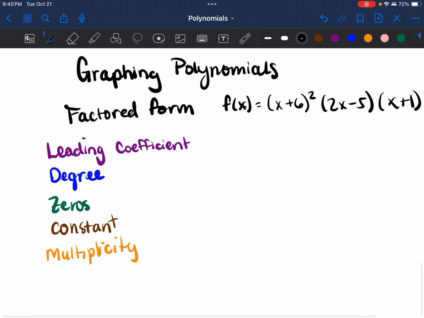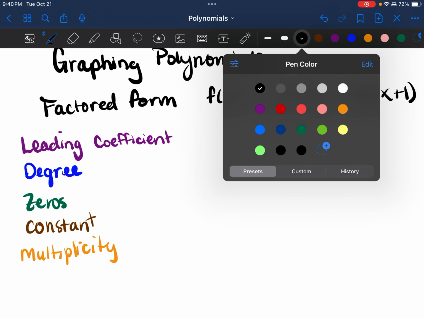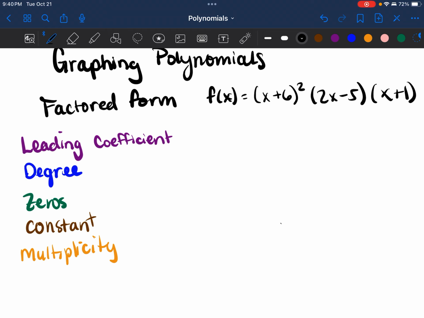Let's see a second example. Go ahead and try and pause and see if you can find all of these vocab words from this function.